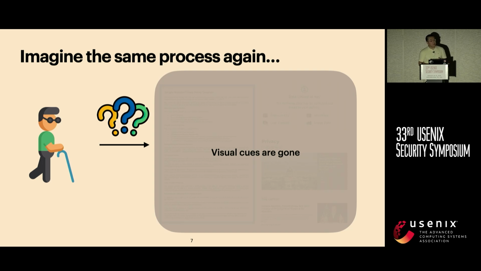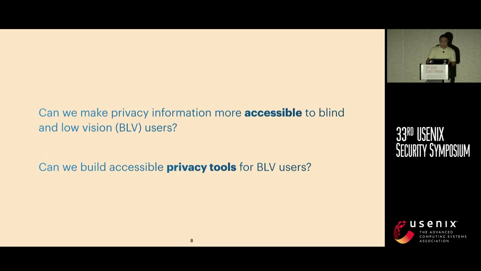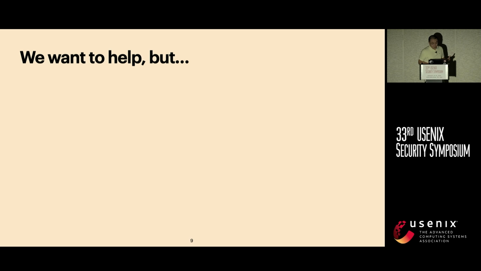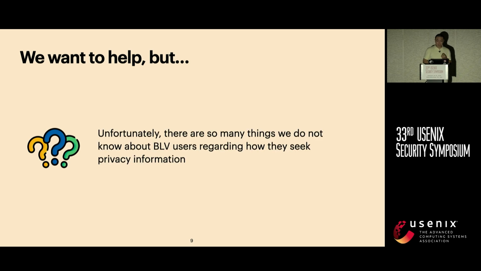So in this research, we want to focus on blind users and low vision users, and we ask ourselves, can we make privacy information more accessible to blind and low vision users? We use BLV users for the rest of the talk. Can we also build accessible privacy tools for BLV users? As computer scientists, we're going to say, well, sure, we can, but we quickly find that unfortunately, we don't have a lot of understanding about the BLV user community, especially regarding how they seek privacy information. That's basically the motivation of the research.